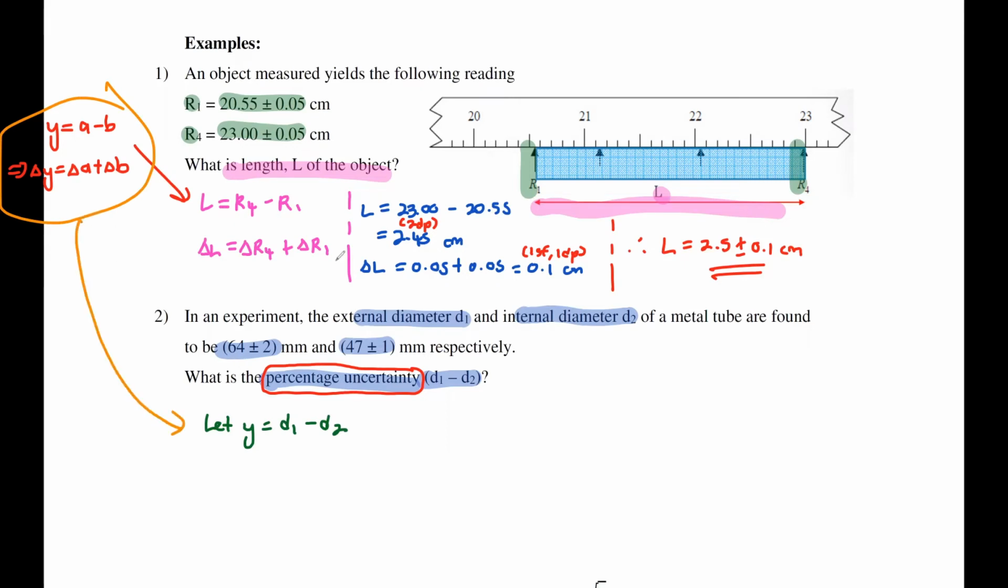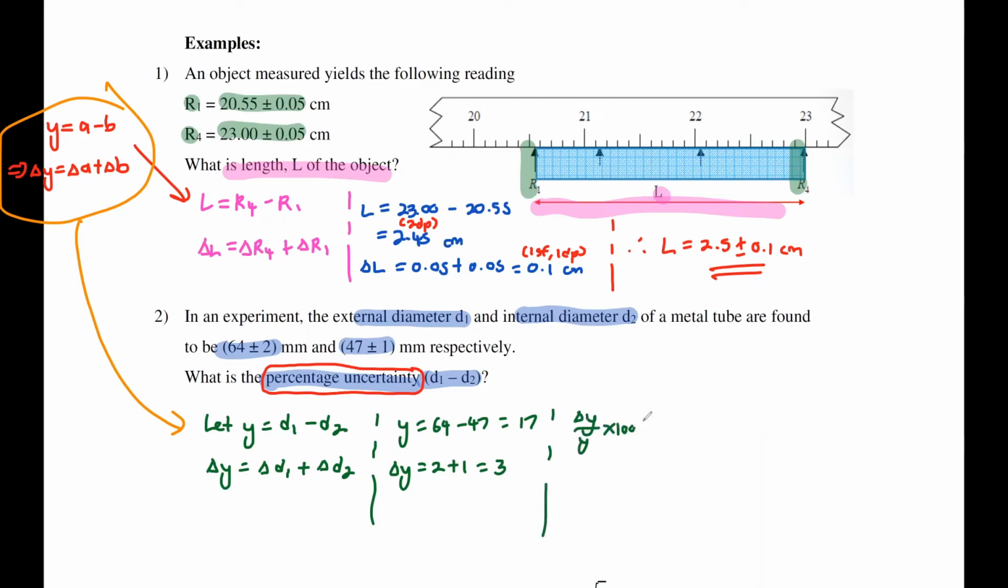If we apply it to this question here, we can then say that the absolute uncertainty of Y will be equal to the absolute uncertainty of D1 plus the absolute uncertainty of D2. So now if we sum in the values, we will have Y equals 64 minus 47, giving us 17, whereas delta Y will be equal to 2 plus 1, giving us 3. So our percentage uncertainty right now would be equal to 3 divided by 17 times 100%, giving us 17.6%, or rounded up to 2 SF, it is 18%.